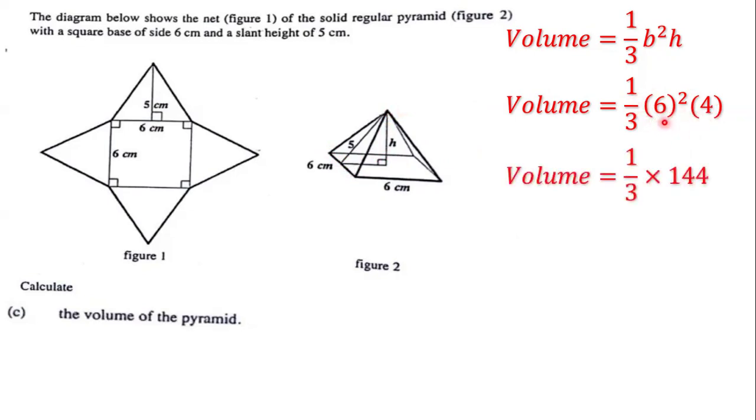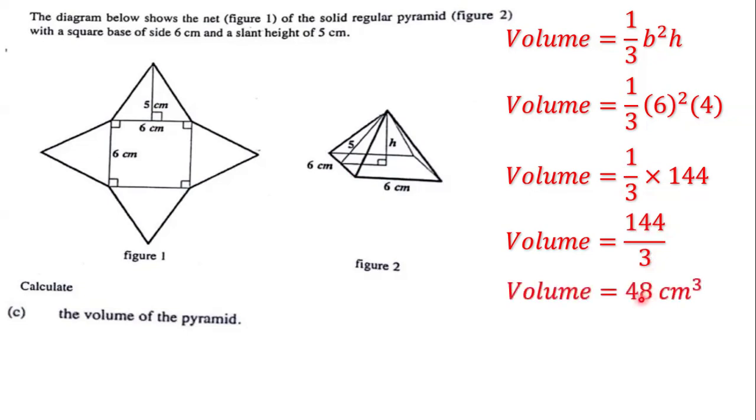Now, what is 6 squared multiplied by 4? Well, 6 squared multiplied by 4 is 144. And so we have a third multiplied by 144. And a third multiplied by 144 is definitely 144 over 3. And 144 over 3 is 48 centimeters cube. And so that means that the volume of the pyramid is 48 centimeters cube. And that's the answer. Indeed, that's the answer to this question.